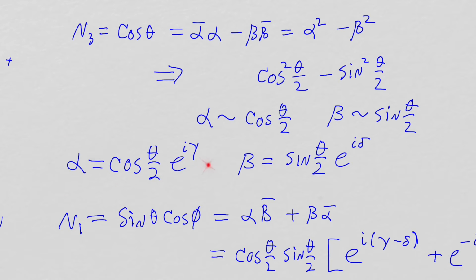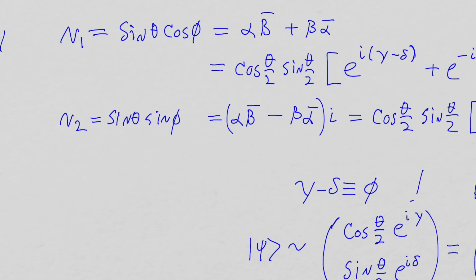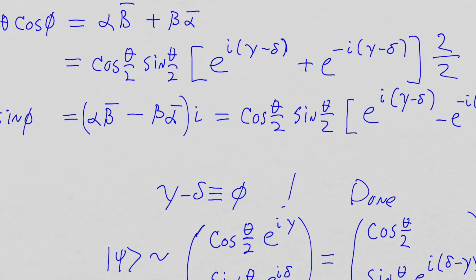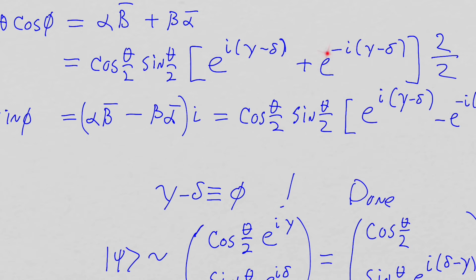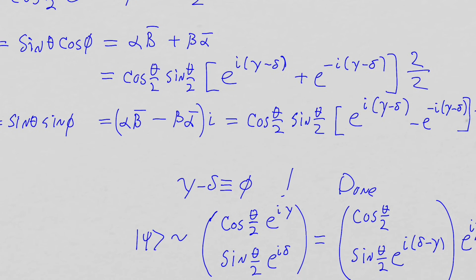So now everywhere we see alpha we replace it with cosine theta over 2 e to the i gamma, and beta with sine theta over 2 e to the i delta. Then we go to n1, which we know is alpha beta conjugate plus beta alpha conjugate. The real parts come out front, and it leaves behind just these phase pieces, which I've organized to be gamma minus delta. So the phase of alpha minus the phase of beta is its own factor now.